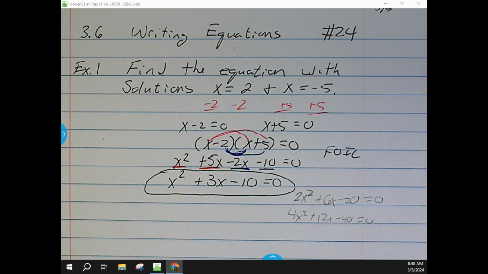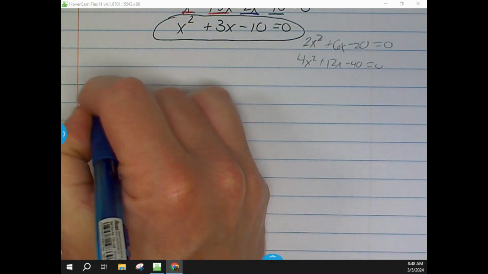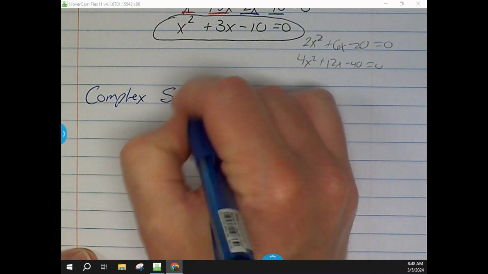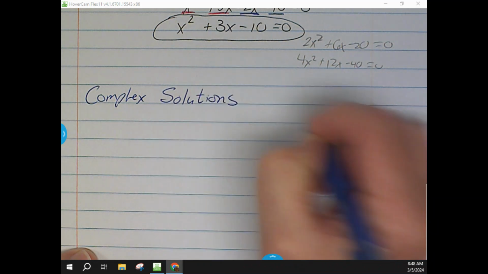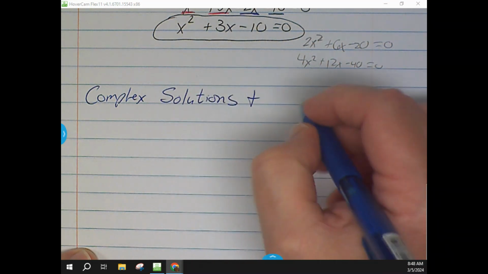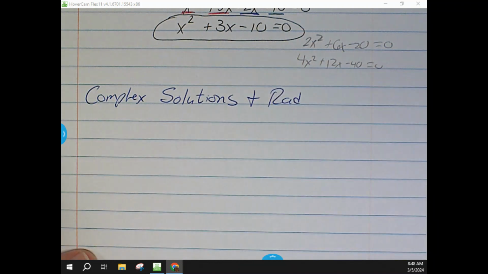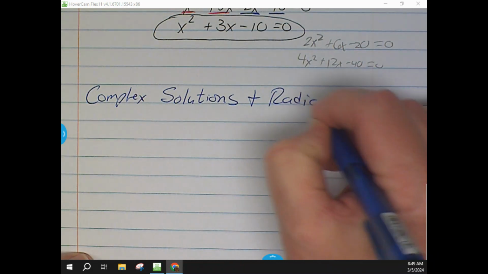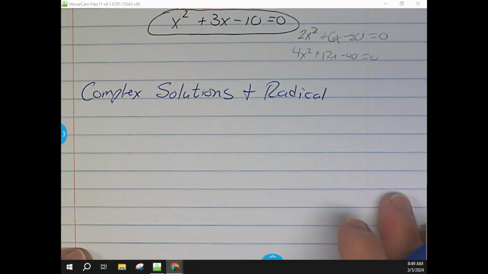Okay. Now, one thing before we get to the next example, we actually have to go back and talk about something I think we talked about a while back, but it may have slipped past. So let me go back and talk about a few things here for this one. All right, so we talk about complex solutions and radical solutions.